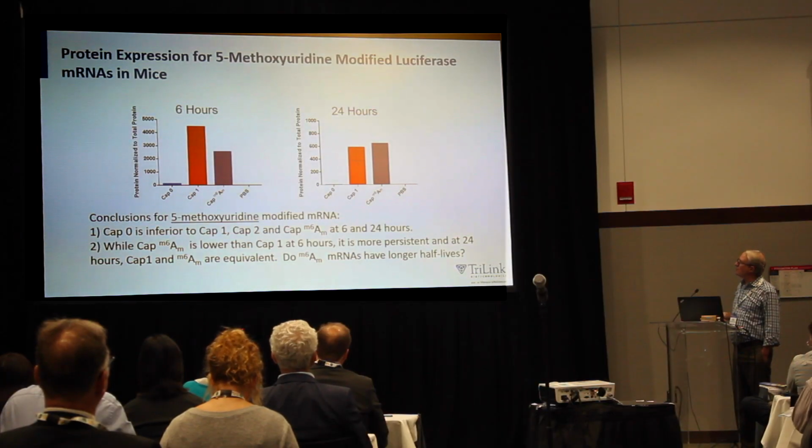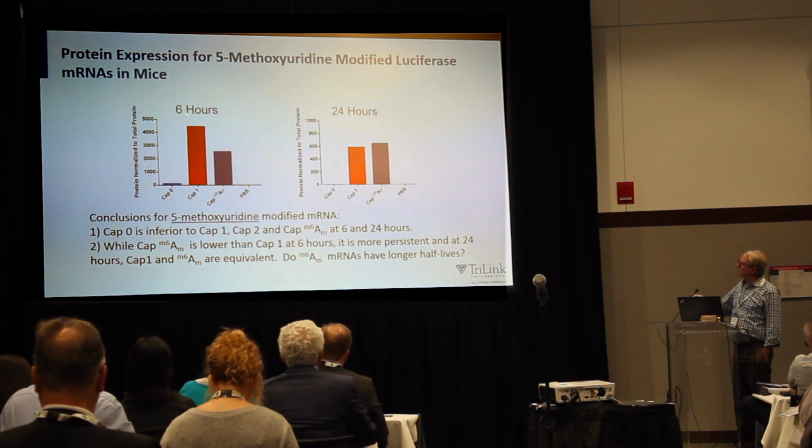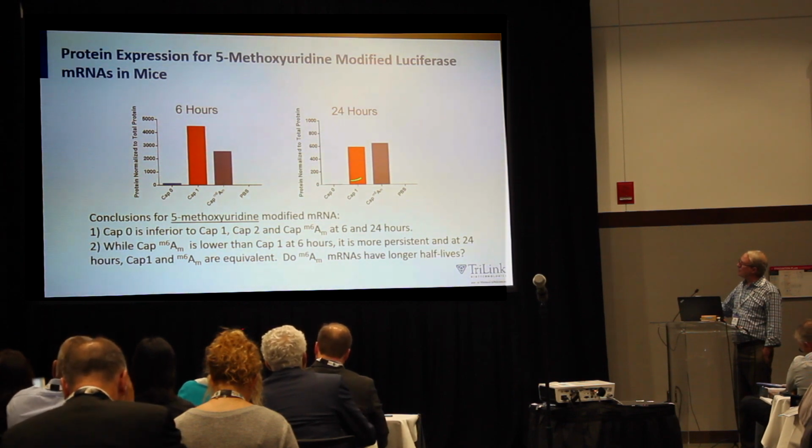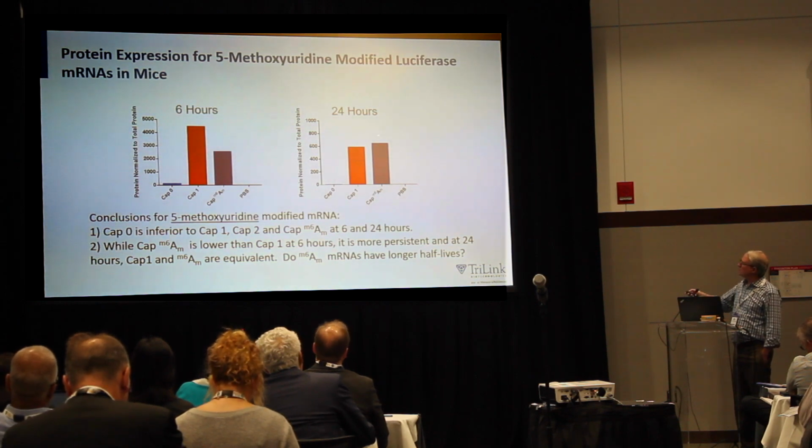We saw something slightly different when we used 5-methoxyuridine modified RNAs that were not HPLC purified. We saw that cap0 again was a stinker, and that cap1 was better. In this case, at 6 hours, cap1 was better than M6AM, but there seemed to be a difference in the kinetics of decay of these two, with the M6AM catching up at 24 hours. And so we're interested in whether the M6AM cap may lead to a longer persistence of the mRNA in the cell, but we haven't actually directly asked that question yet.